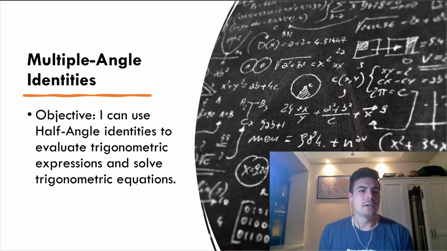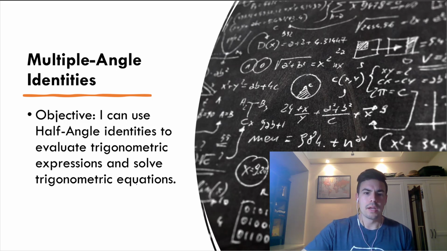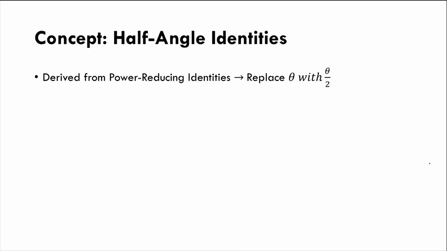We're looking at multiple angle identities, specifically our half angle identities. And after this video, we'll be able to use our half angle identities to solve trigonometric equations, look at expressions, and all that good stuff. So let's hop into it.